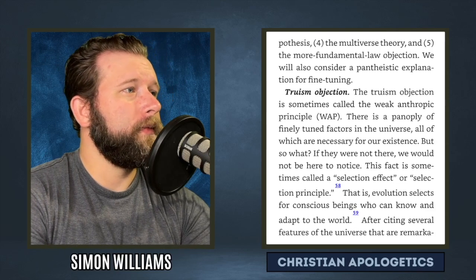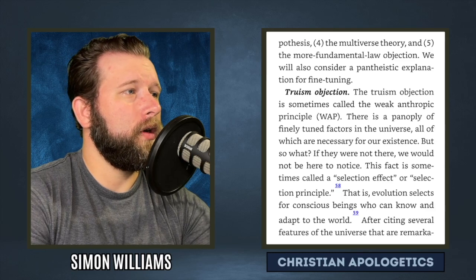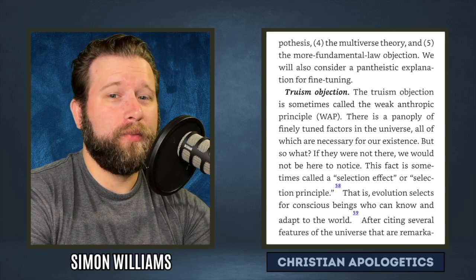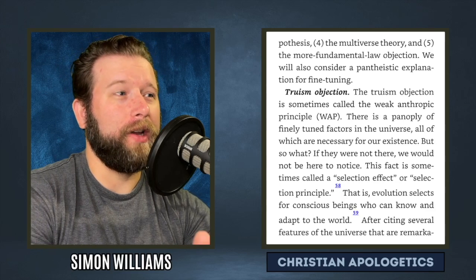Truism objection. The truism objection is sometimes called the weak anthropic principle. This book was written before a famous song by Cardi B came out.